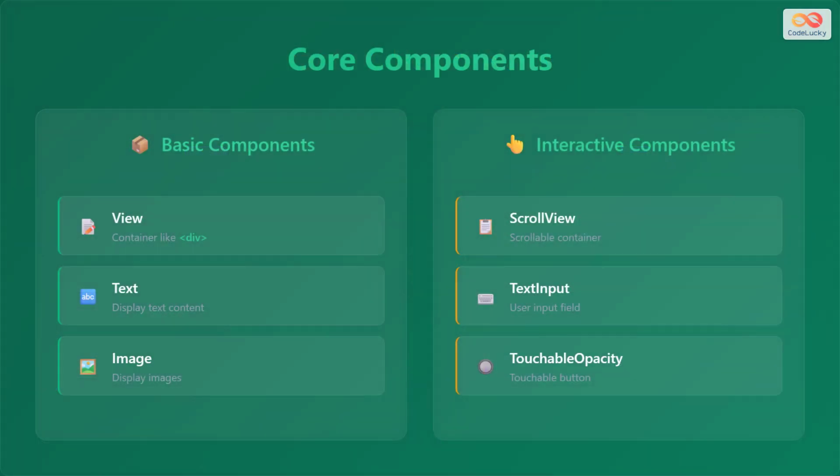React Native provides a set of core components that are essential for building user interfaces. These components can be categorized into basic and interactive components. The basic components include View, which acts as a container similar to a div element, Text, for displaying text content, Image, for displaying images. Interactive components include ScrollView, which enables scrollable containers, TextInput, for user input fields, and TouchableOpacity, a touchable button component.